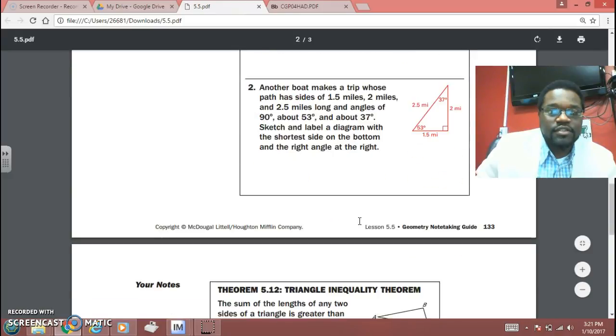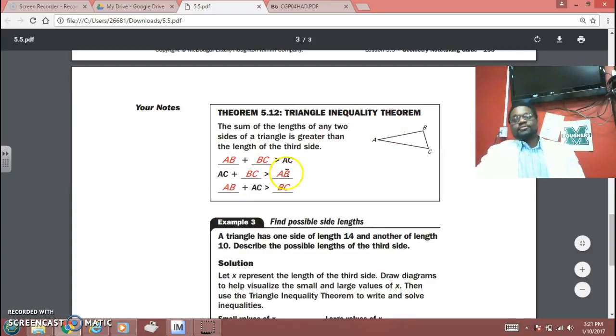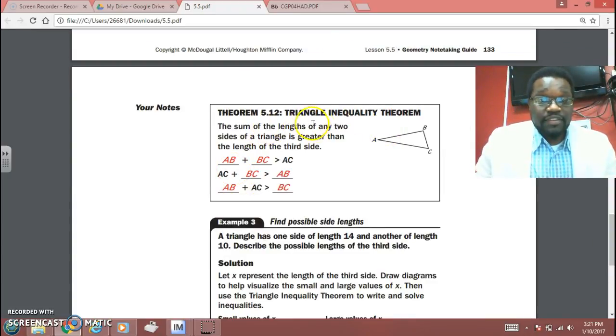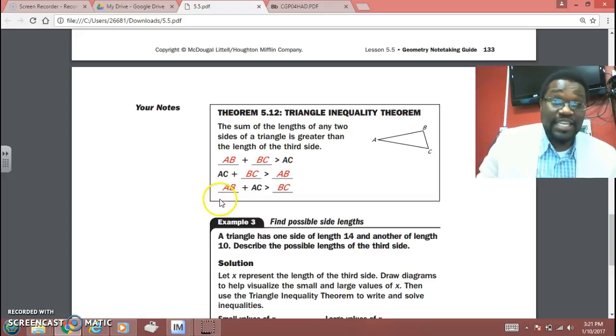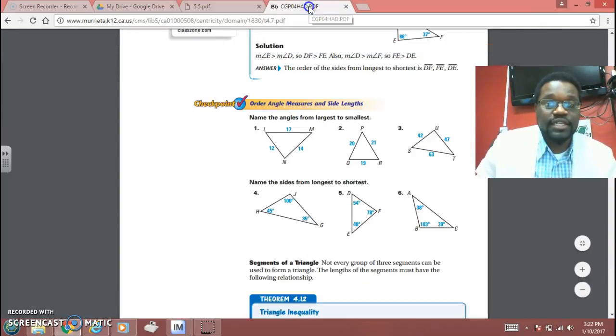Let us look at another theorem. Triangle inequality theorem. You'll hear about this one from time to time. The sum of the lengths of any two sides of a triangle is greater than the length of the third side. So basically you can pick any two sides of a triangle, add them together, and they should equal more than the other side that you didn't pick. If it doesn't work, then it's not a triangle.